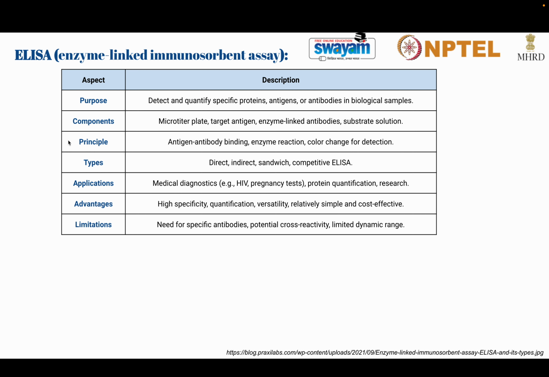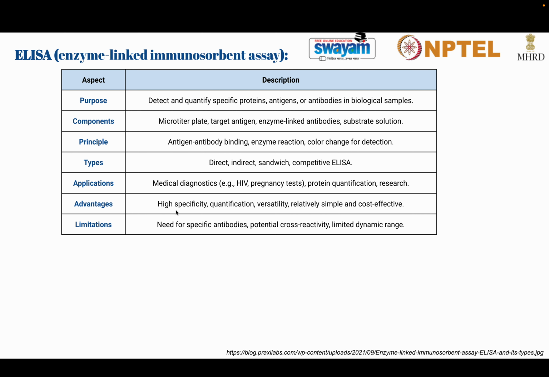Now, what is the principle of ELISA? It is based on the antigen-antibody binding, enzyme reaction, and color change for the detection. There are different types of ELISA based on which molecules are binding, what your sample contains, and what is present on the microtiter plate. On the basis of that, there are different types. One is direct, one is indirect, then sandwich and competitive ELISA. Now, what are the applications of this ELISA? In different medical diagnosis, for example, HIV, pregnancy tests, or protein quantification or research, this ELISA is being used.